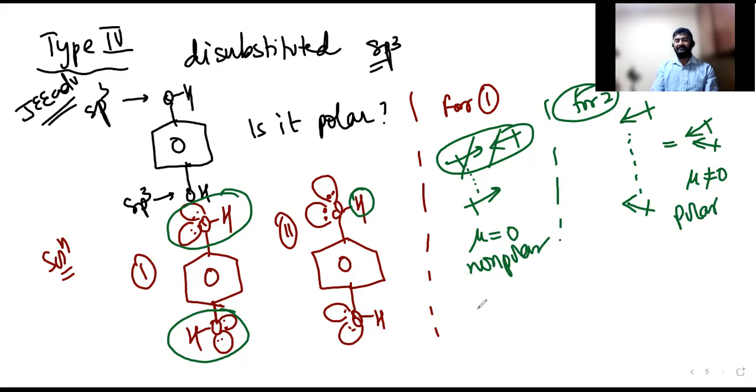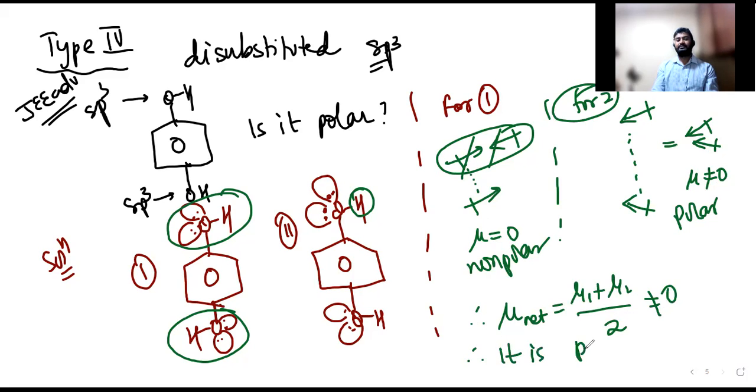So what will I say? Therefore, mu net will be the average. Very good. It will be the average value. So 0 plus something by 2 is something, right? So it won't be 0 for sure. Therefore, it is polar. So these are the variety of questions that you may get from this topic.